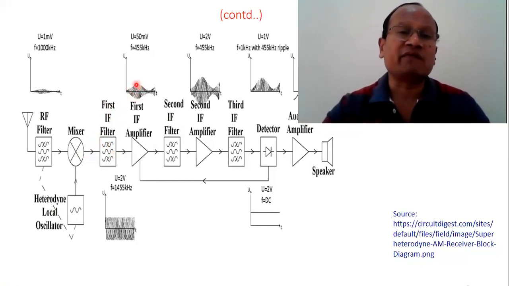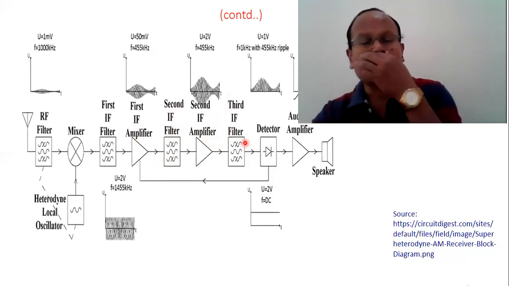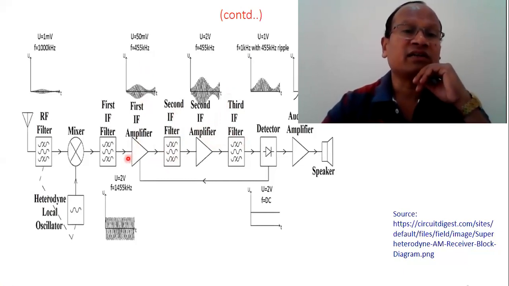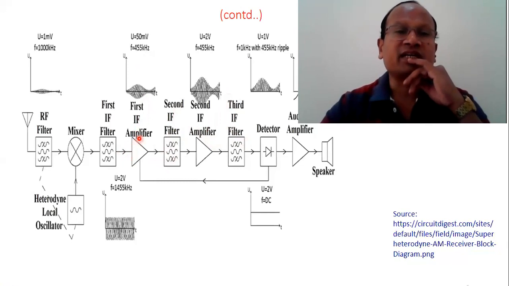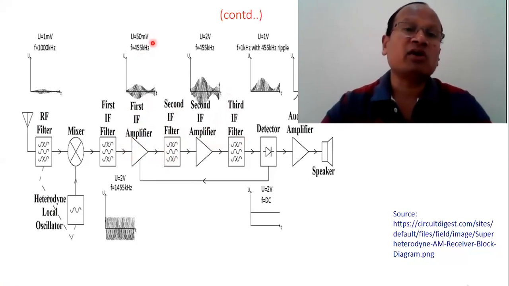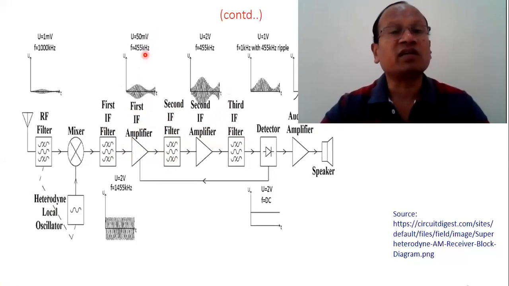You see here it has been amplified, and we are interested in our IF signal. Then it is passed to the IF amplifier. Then the second IF filter, another IF amplifier, then the third IF filter and the IF amplifier. You can see it's repeating. The output of the IF filter is subjected to the IF amplifier. You can see here 50 millivolt, 455 kilohertz, because we have chosen the difference component, the IF component, as 455 kilohertz, 50 millivolt.